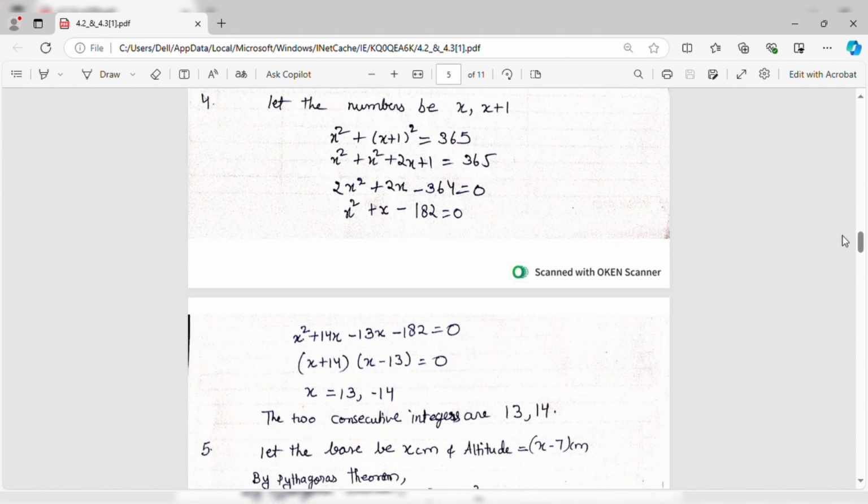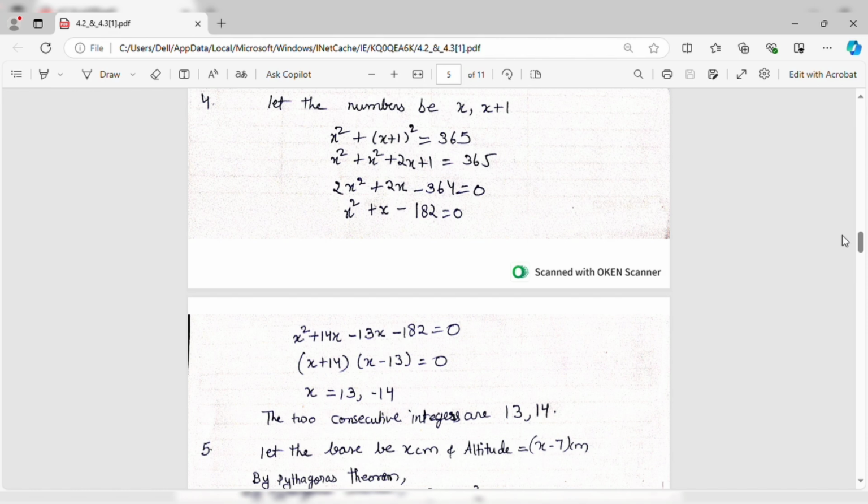Fourth question of this exercise is: find two consecutive positive integers, the sum of whose squares is 365. Since the numbers are consecutive, we can take them as x and x plus 1. And sum of their squares means we will square both the numbers and add them. x square plus (x plus 1) whole square is 365.